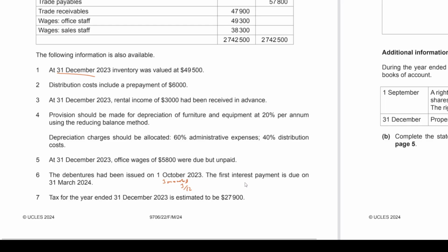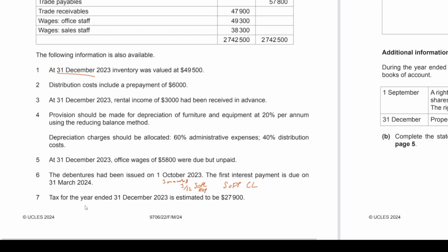So what does that mean? That means at the end of the year, this will be unpaid. So this will go to your SOPL as an expense or finance cost actually. Okay, 3/12, and in your SOFP, statement of financial position, that would be your current liability. Why? Because it's unpaid and will be paid on 31st March. So at 31st December, you were supposed to pay 3 months of it. You haven't, so that becomes your current liability.